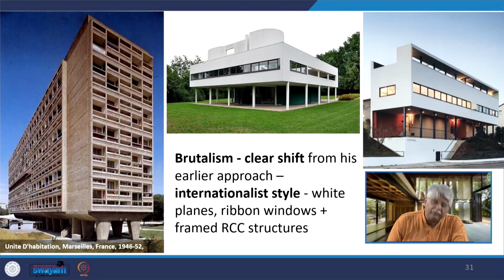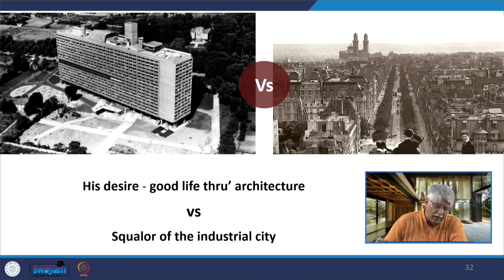Brutalism is a clear shift from his earlier approach, the internationalist style, which had white planes, RCC ribbon windows and RCC framed structure. We have this housing that he did along with his brother Jean-Pierre Jeanneret in a very big project called the Weissenhof-Siedlung. When we talk about Mies van der Rohe, we'll talk about the Weissenhof-Siedlung project. This is the Villa Savoye and this is Unité d'Habitation.